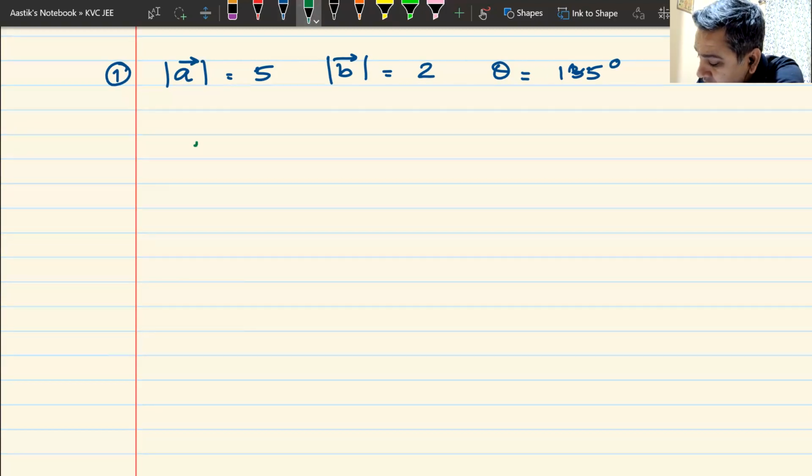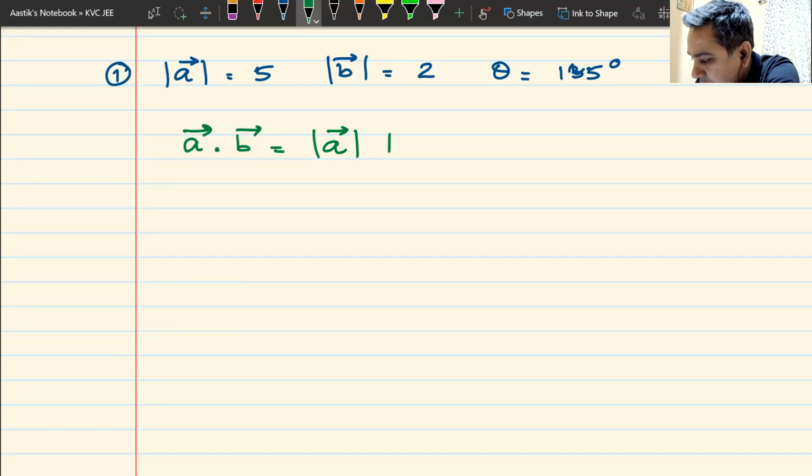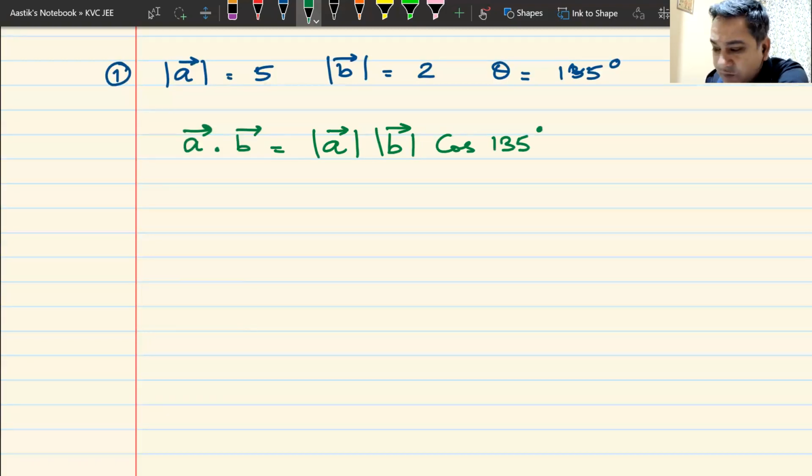How will you find it out? Simply, you will just put the formula: dot product A dot B will be equal to the magnitude of A multiplied by the magnitude of B multiplied by cos of the angle 135. You must know the value of cos of 135. If you don't know it, I will not be helping you now. Just put the values, get the answer, and tell me what is the answer here. What is the answer for this question? No one knows the answer?